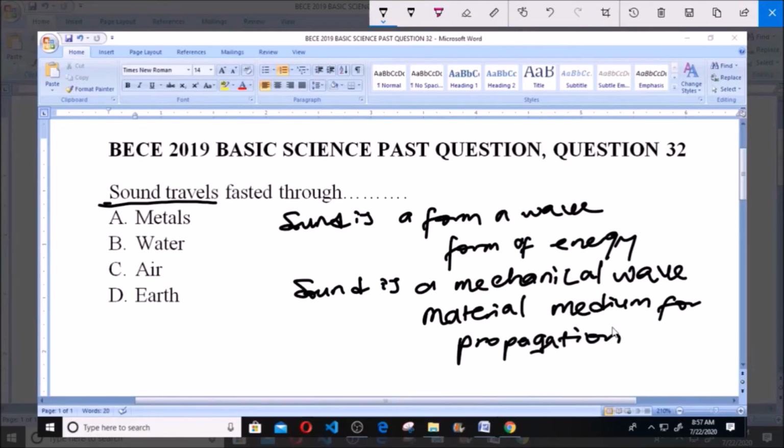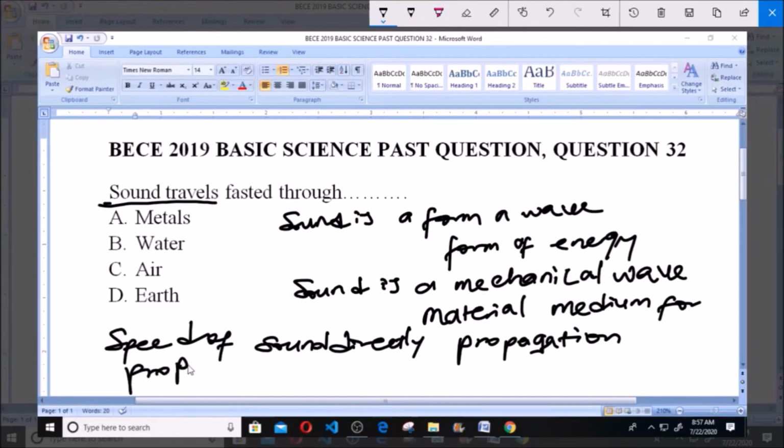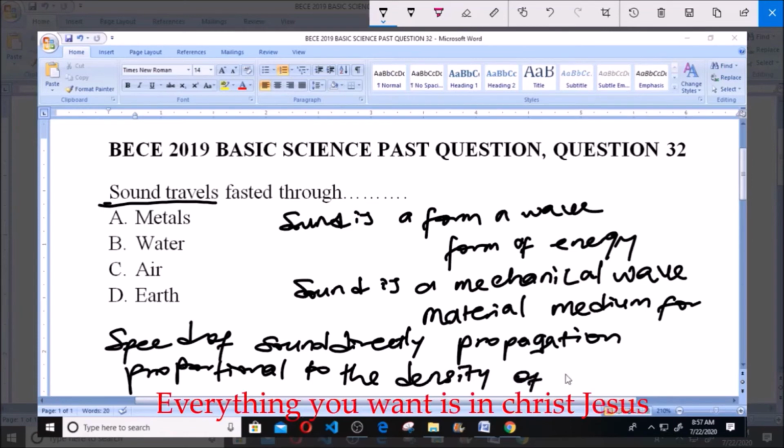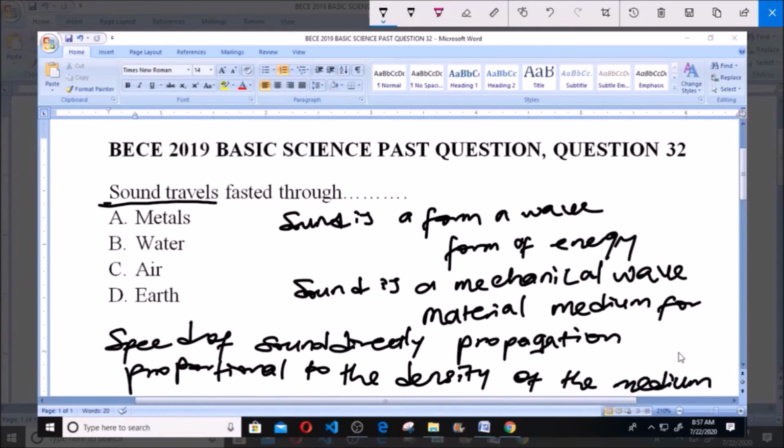Now, when sound is being propagated in this medium, it has its speed, and this speed depends on the density of these materials. So the speed of sound is directly proportional to the density of the medium. That means the speed of sound will be faster in a denser medium and slower in a less dense medium.